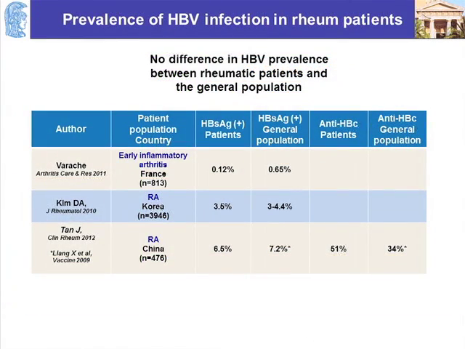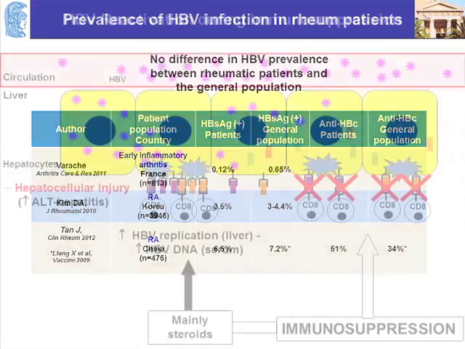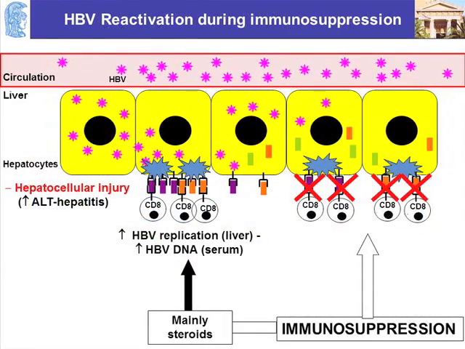Now, as was the case before with hepatitis C, the same is true for hepatitis B virus. There is no difference in the prevalence between rheumatic patients and the general population. And why do we get reactivation with immunosuppression? I think the reason is when you give immunosuppression, you suppress the immune response against the replicating virus, and steroids actually act directly and increase the replication of the virus.